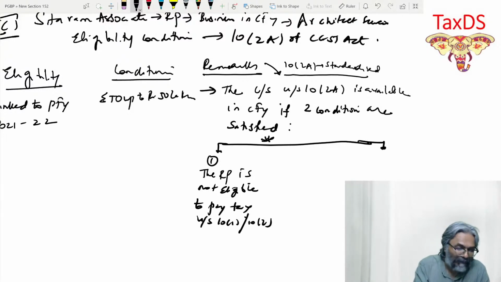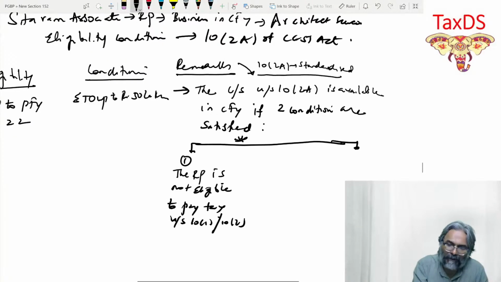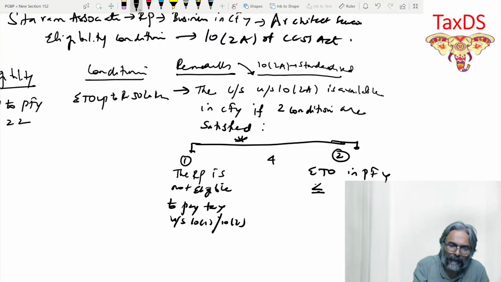By the way, in the examination, the way I'm writing the two-part bifurcation, you can write like this. No need to put it in statement form, or you can write 1, 2, whatever you are comfortable with. And the second one is that aggregate turnover in the previous financial year is up to rupees 50 lakhs.